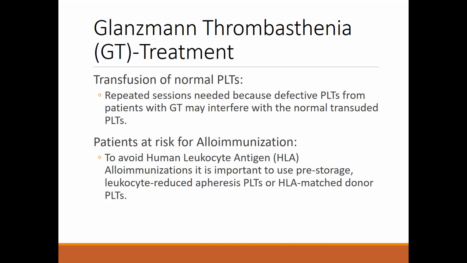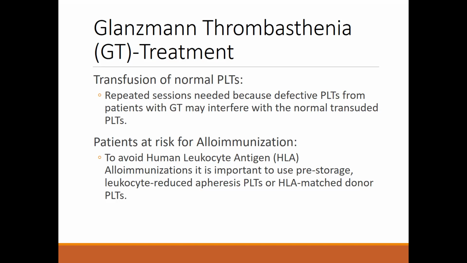So there is a way to separate the platelets and to just transfuse platelets to the patients because their membrane receptors are not working and there's dysfunctional platelets perhaps. So they need these normal platelets in their circulation. So normal platelets will be a mode of treating these patients, but you may need repeated sessions for these patients because the defective platelets from the patient with this condition can interfere with the normal transfused platelets, okay?